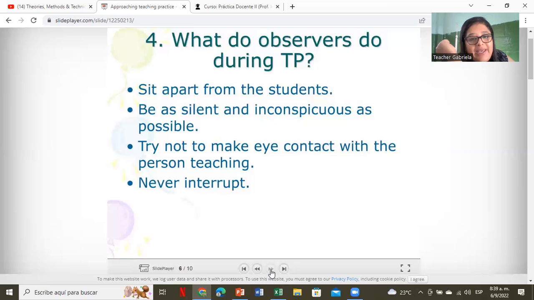Look at: Try not to make eye contact with the person teaching. Te estoy viendo, vea. Mira, desde aquí te veo. Desde aquí te veo que te estás durmiendo y enfrente de todo, vea. Desde aquí te va, mira, ¿y por qué me ves así? Y enfrente de todos. No.